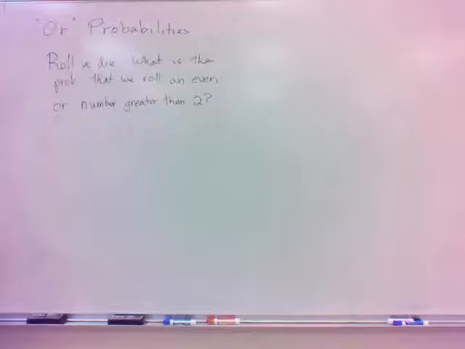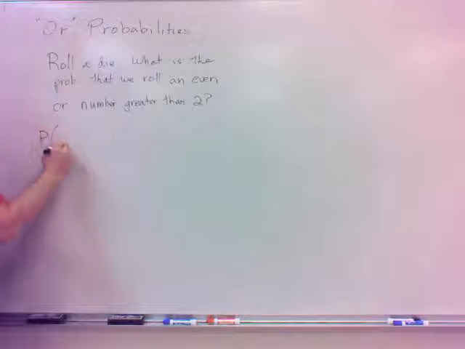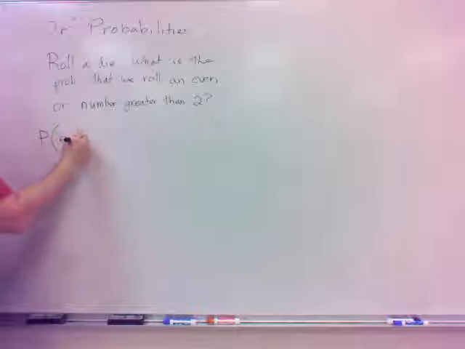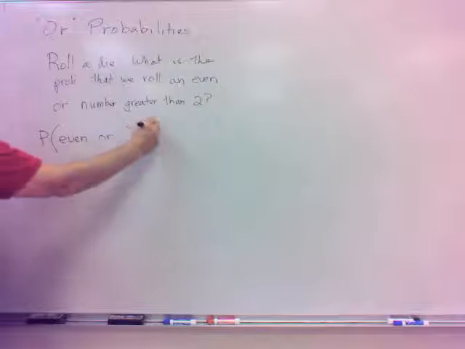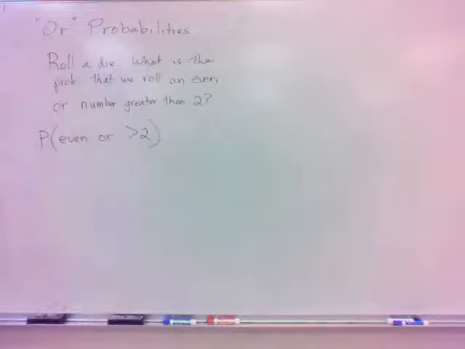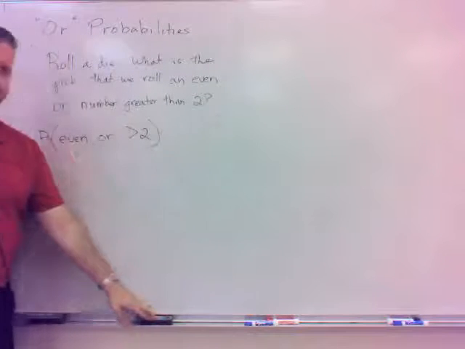Well, let me write it out this way first. All right, so probability of an even or greater than 2. Use the greater than symbol there. It's going to be even or greater than 2. Now, I'll just tell you this, the word OR, we talked about AND a little bit in a previous chapter.